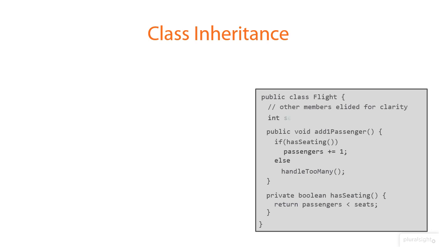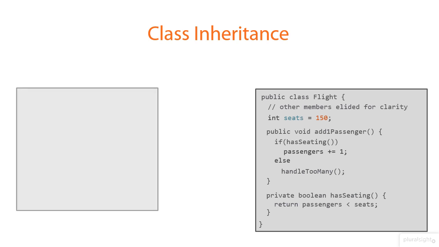So our flight class has a field called seats with a value of 150. If we create an instance of our flight class and assign it to a flight reference called F1, and we print out the value of f1.seats, we will of course get 150.